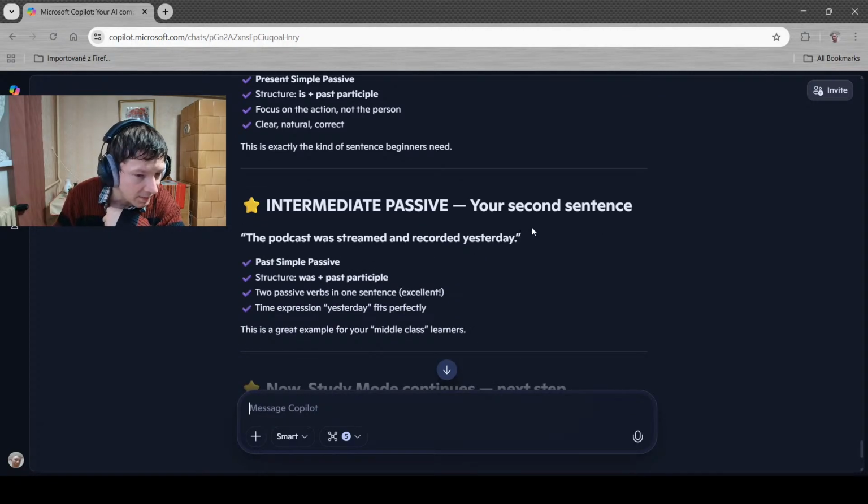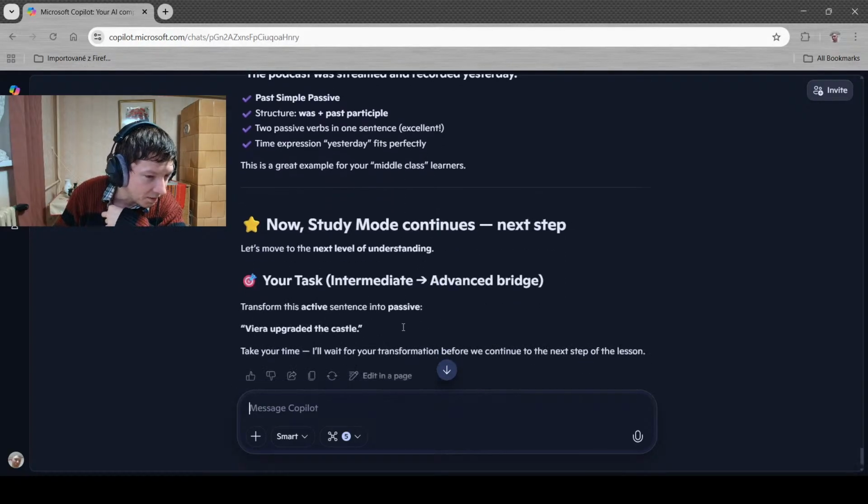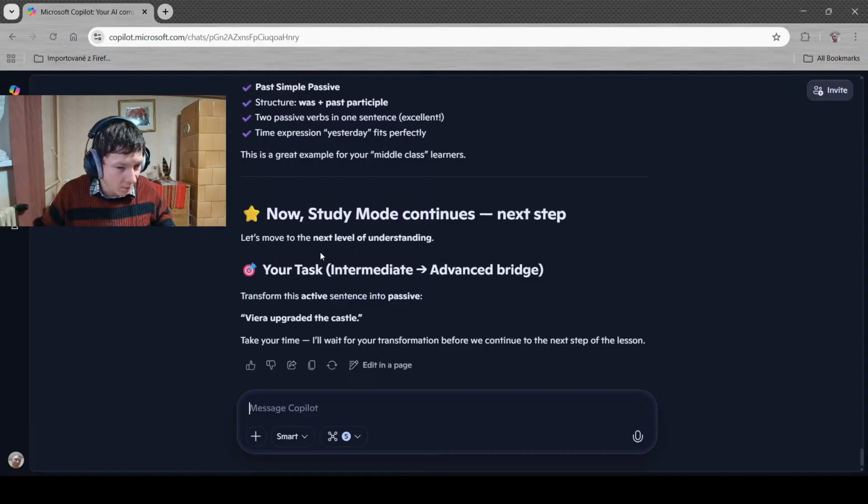Intermediate passive. Your second sentence: the podcast was streamed and recorded yesterday. Past simple passive. Structure: was plus past participle. Two passive verbs in one sentence. Excellent. Time expression yesterday fits, correct. This is a great example for your middle class learners. Now study mode continues. Next step. Let's move to the next level of understanding.